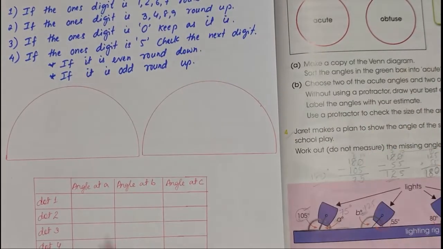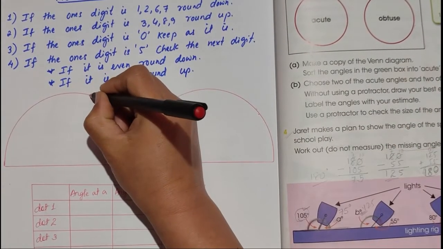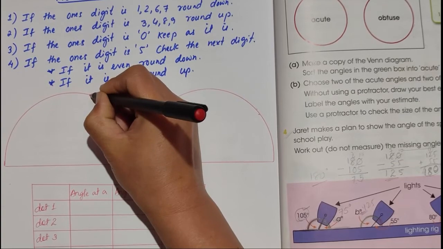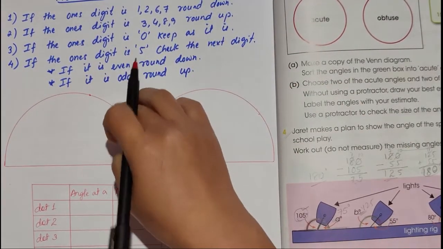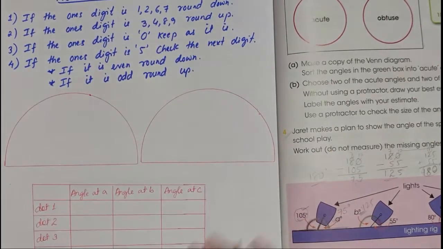So put a dot anywhere on the curved edge of a semicircle. Dot anywhere. It can be here also, it can be here also, right? So anywhere, that is step number 2.